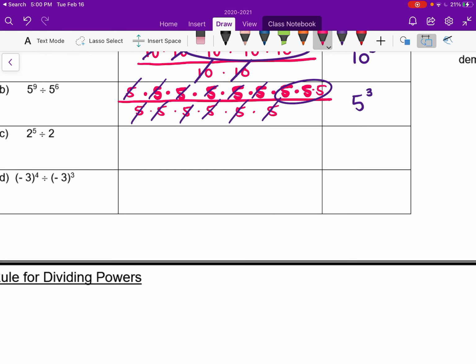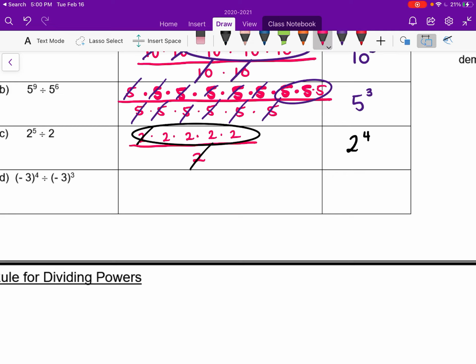Next one, 2 to the power of 5. So we're just going to put that in. 1, 2, 3, 4, 5, all over just 1, 2. Cancel these out, and I'm left over with 4. So 2 to the power of 4.